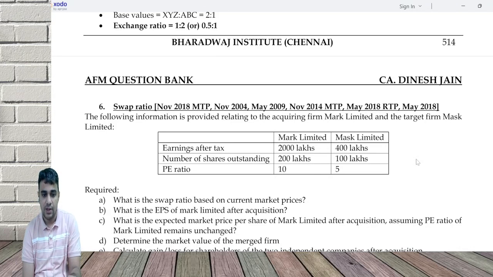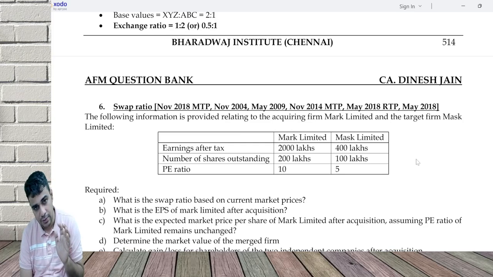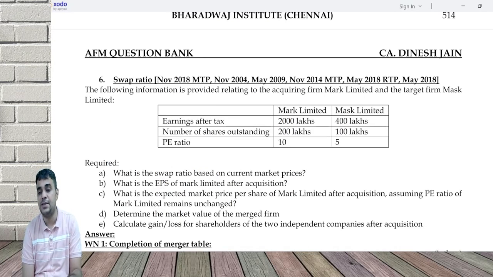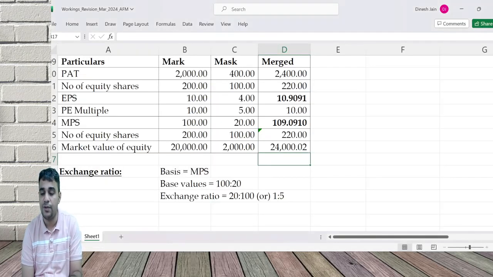Now let's look at swap ratio based on current market price, 1 is to 5. EPS after acquisition is 10.9091. Market price after acquisition is 109.0910. Market value of the merged firm is 24,000.02 lakhs, rounded off to 24,000 lakhs. Gain or loss for the shareholder: now listen. The gain or loss can be calculated using market price, and can also be calculated using earnings per share. The best method is market price, but ICAI sometimes does EPS also. If time permits, we can do both in exam.